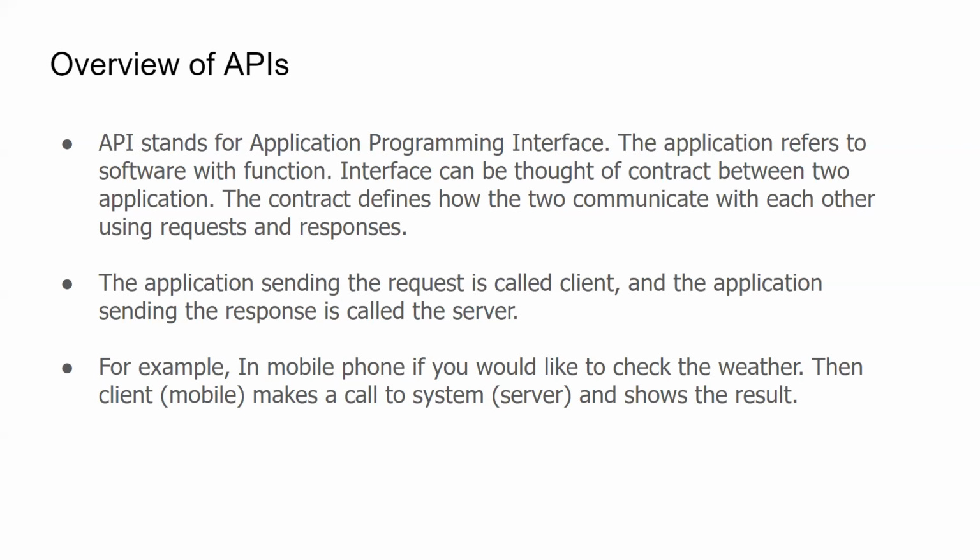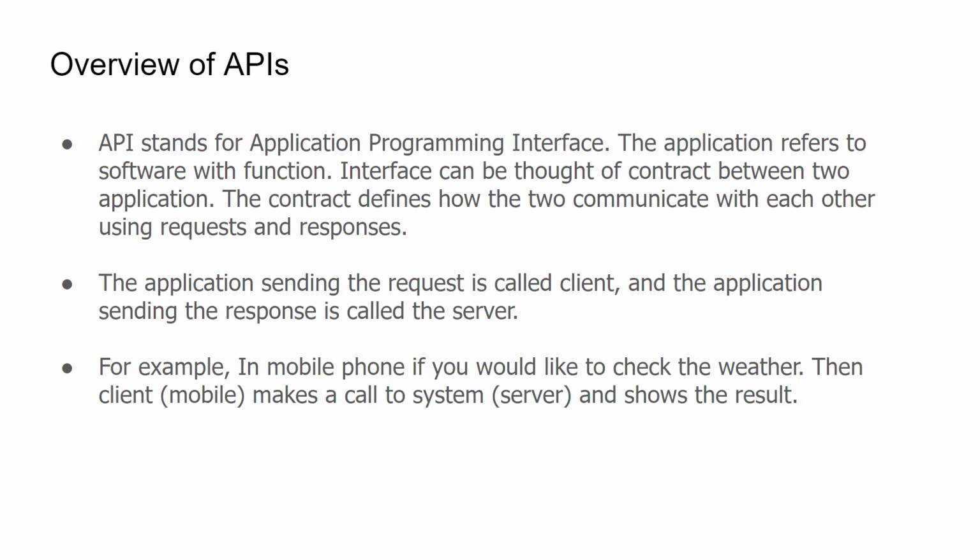If you take a look at this example, the application which is sending the request is called the client, and in this case, it's nothing but the mobile. The application which is sending the response is called the server. In this case, there will be some backend server which will look for this input and collect the weather details for that particular place. That thing, we call a server. So that's the interaction which is happening.